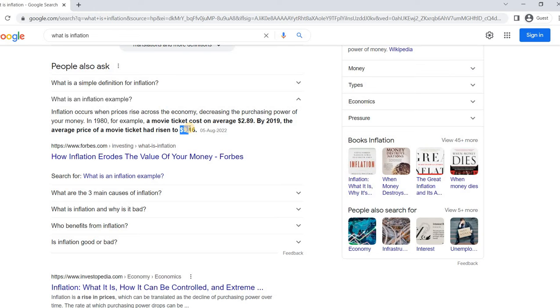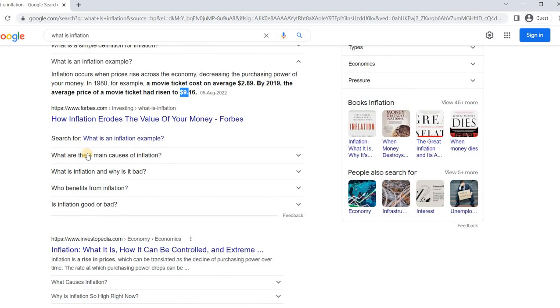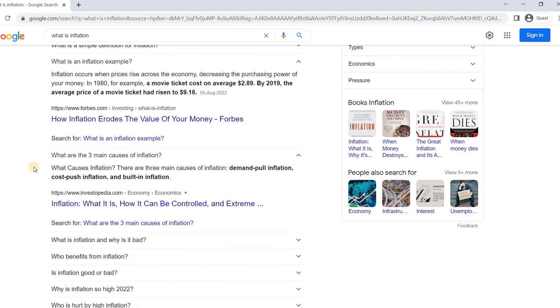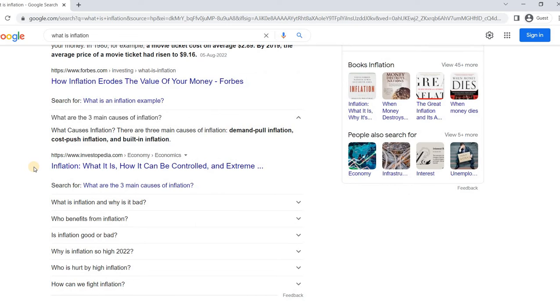Let's say if you only had $3 in your hand in 1980, you could have afforded a movie ticket, but in 2019, you cannot. You need almost $10 to get a movie ticket. Now let's see what the three main causes of inflation are. The three main causes are demand-pull inflation, cost-push inflation, and built-in inflation. We will just see what these are in brief.